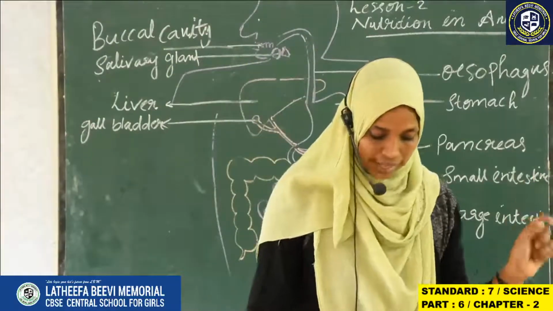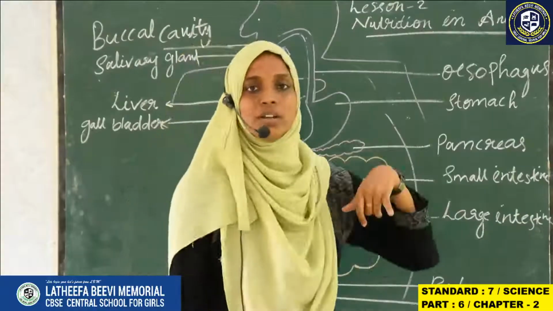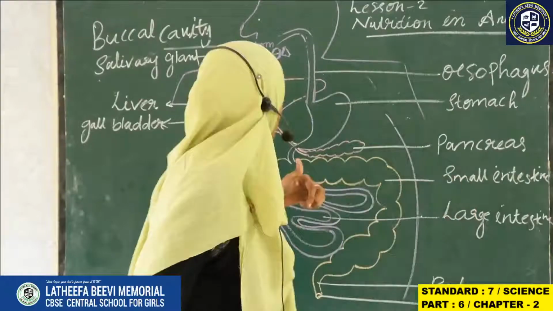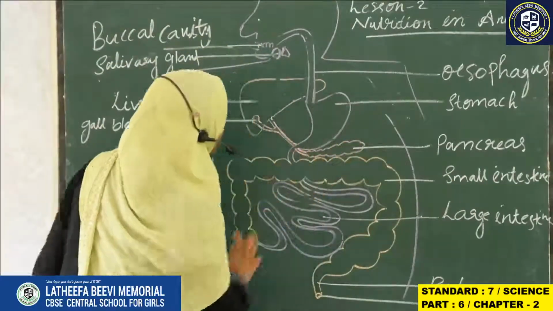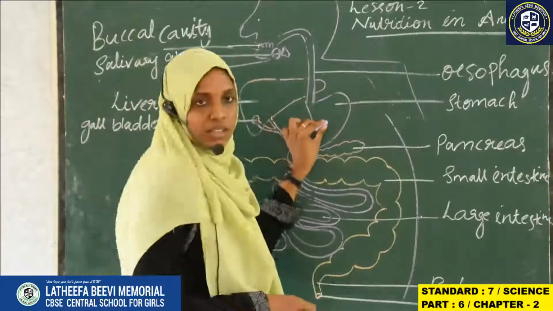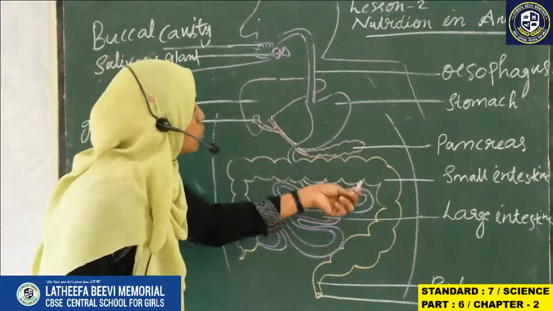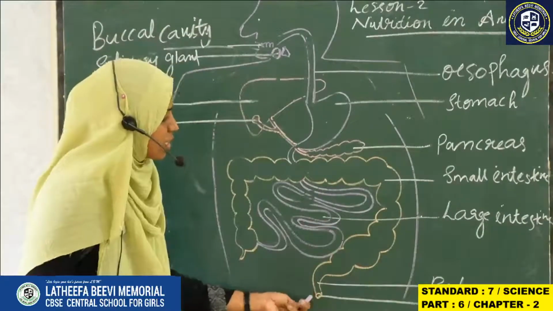Then after the buccal cavity, the food comes to the esophagus. Then where does the food go? Then there is a part called the stomach. This is the part, the stomach. The food goes to the stomach, then goes to the small intestine and large intestine, then the rectum and anus.